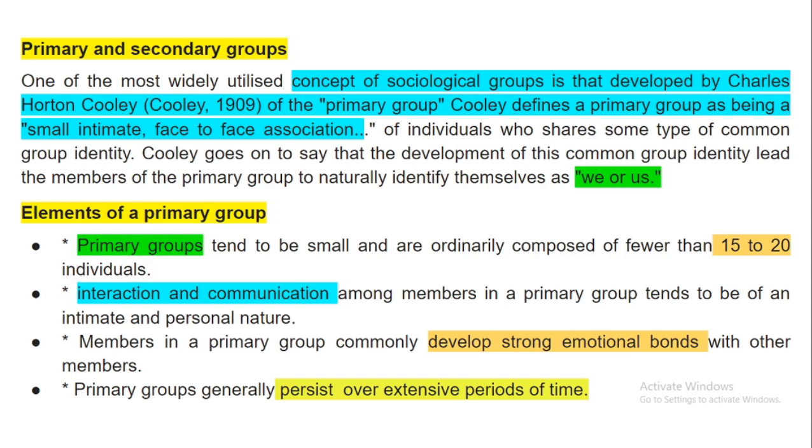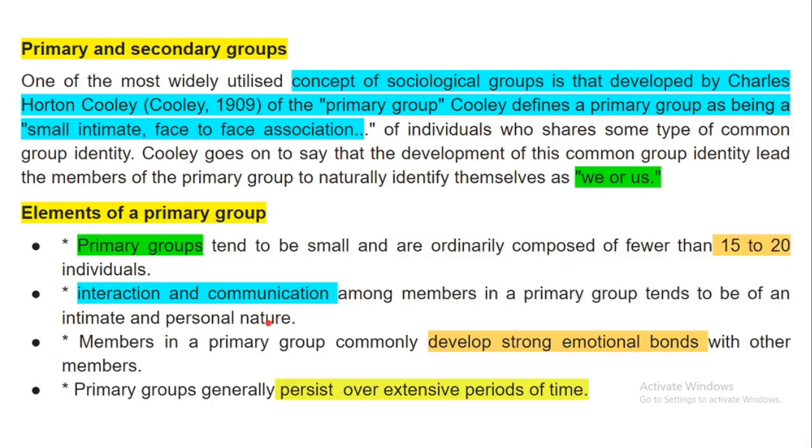Now elements of a primary group. So what are the elements of a primary group? Primary groups tend to be small and are ordinarily composed of fewer than 15 to 20 individuals. So this is a small group, composed of fewer individuals, that means 15 to 20 individuals. Interaction and communication among members in the primary group tend to be of an intimate and personal nature.